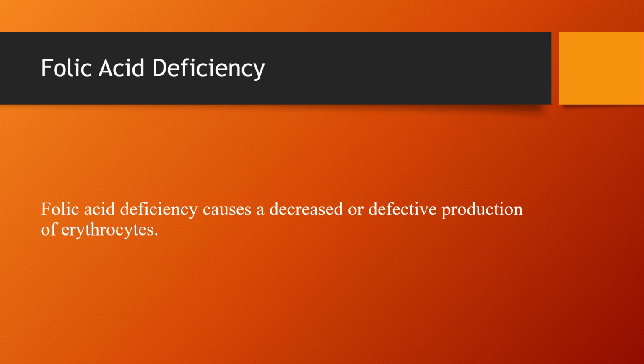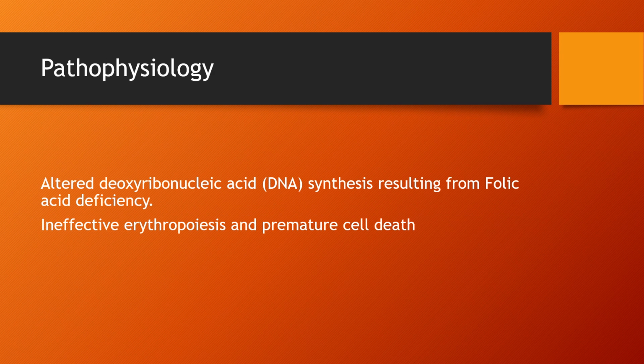So now I'm going to be focusing only on anemia that is caused by folic acid deficiency. Folic acid deficiency causes a decreased or defective production of the red blood cells. The pathophysiology involved is that folic acid deficiency alters the DNA synthesis, which leads to ineffective erythropoiesis, and because the red blood cells are defective, it causes premature cell death.